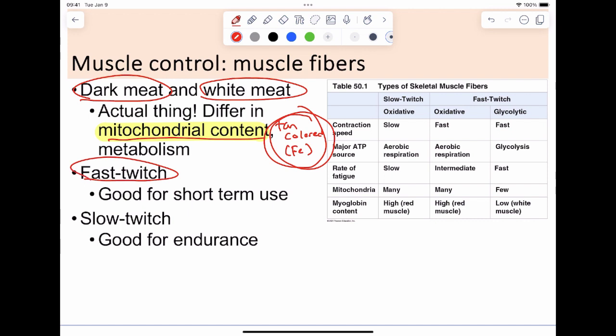Fast twitch muscles are good for short-term use. You would call fast twitch muscles white meat. You can do your 10 push-ups and say, you know what? I think I'm good for the day. Slow twitch muscles, you would call your dark meat. And they're good for endurance.